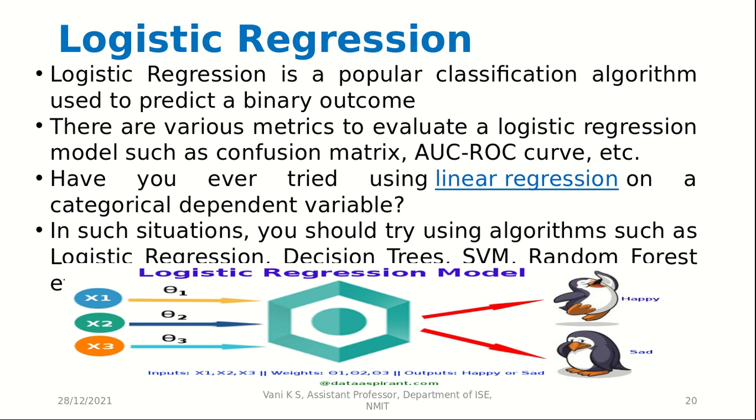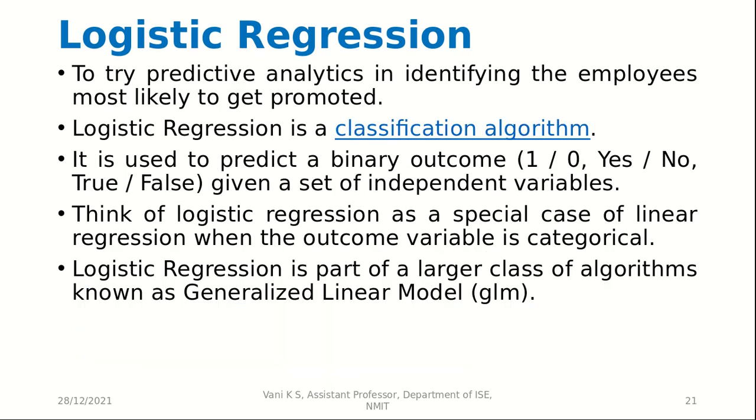Have you ever tried using linear regression on a categorical dependent variable? In such situations you should try logistic regression, decision trees, SVM, random forest, etc. Now to try predictive analytics in identifying the employees most likely to get promoted, logistic regression is a classification algorithm. It is used to predict a binary outcome, as I told, a 0-1 outcome.